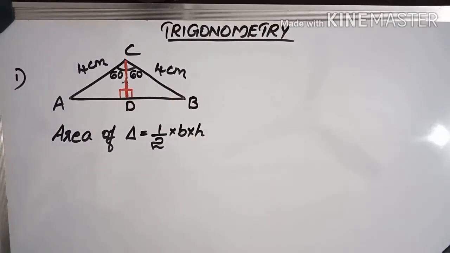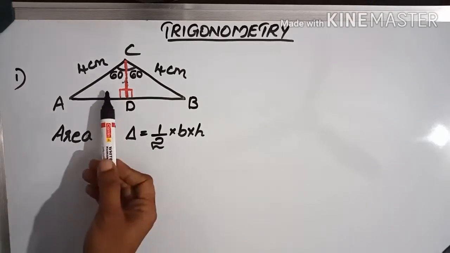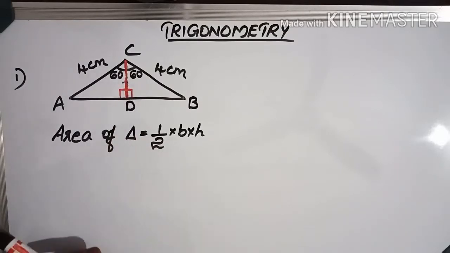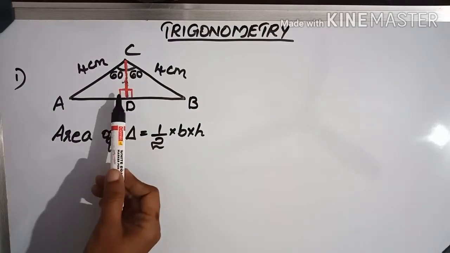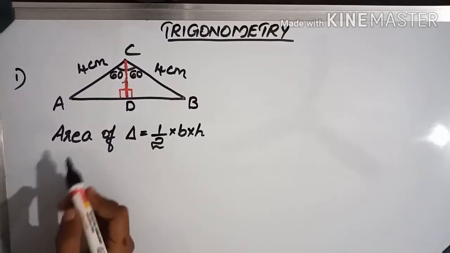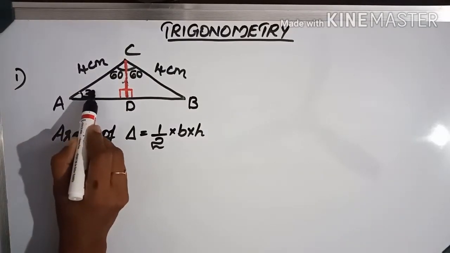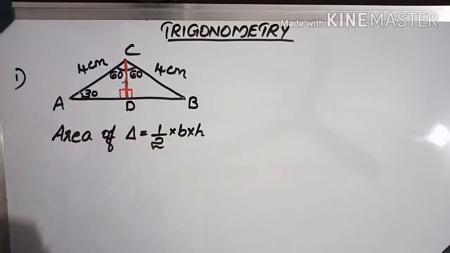Now you can see there are two right triangles. One right triangle here and one right triangle here, because one angle is 90 degrees, it is perpendicular. So 60 here, 90 here. So the remaining angle will be what? This angle will be what? It will be 30 degrees. So 30, 60, 90.